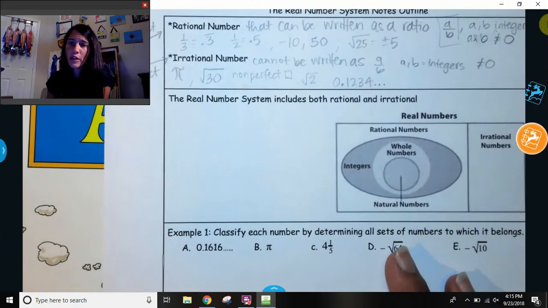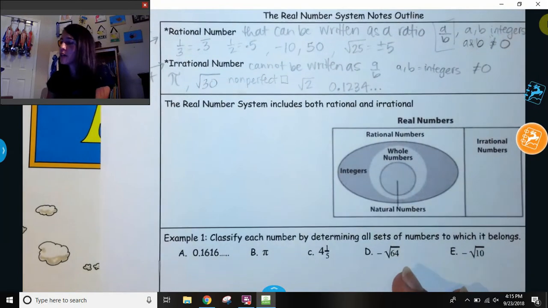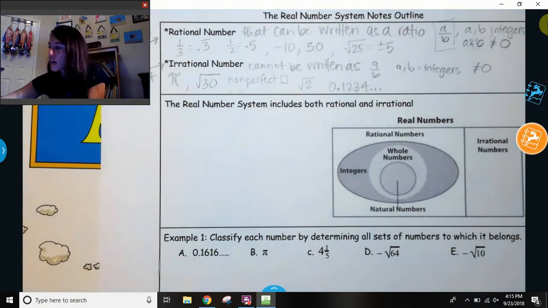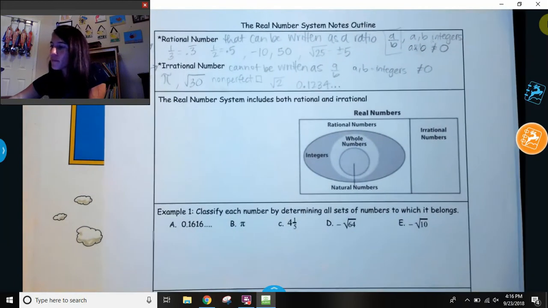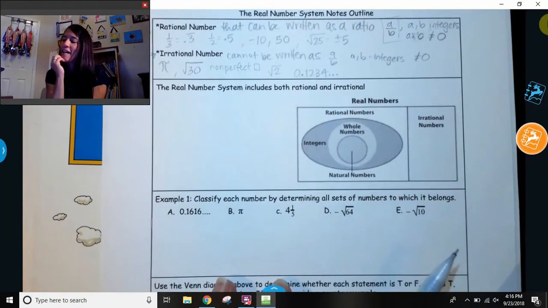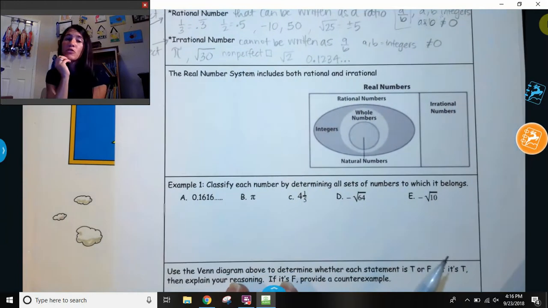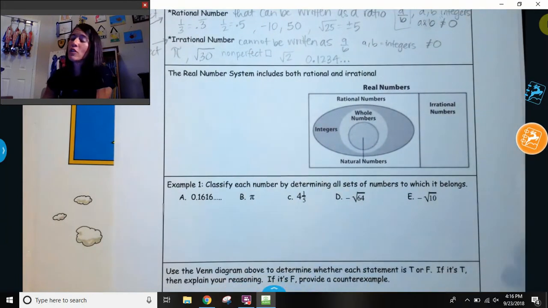So that's just a little vocabulary about rational and irrational numbers. I need to back this up just a little bit. Okay, how's that? All right, so the real number system includes both rational and irrational.